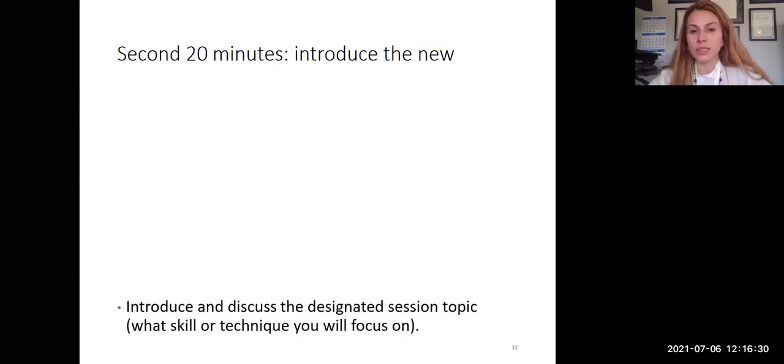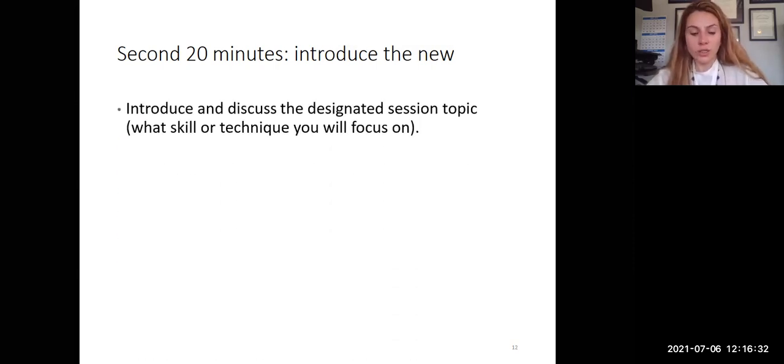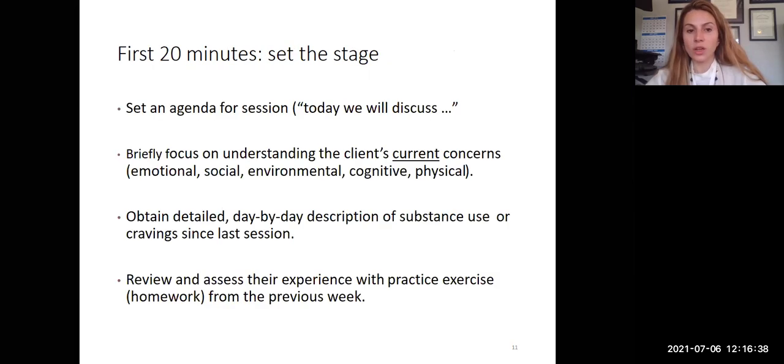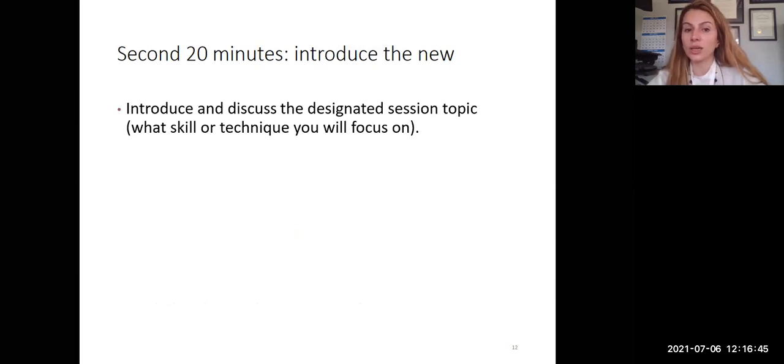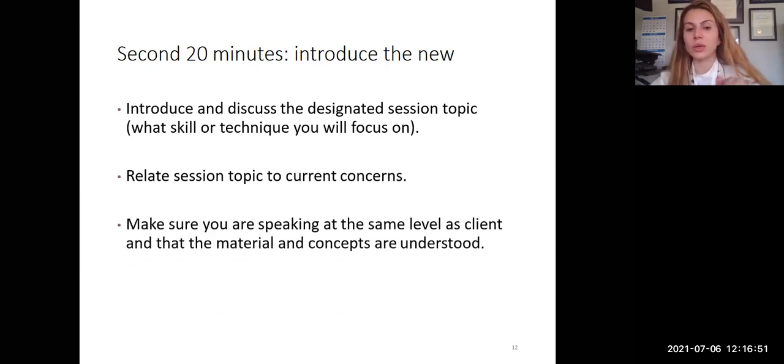The second 20 minutes is where we would introduce a new technique. So we really don't go over more than one skill per weekly session. So once we've done all of these things, which again takes 15 to 20 minutes, then we say, okay, now we're going to practice a new thing. This is the skill that we're going to go over. This is how it relates to those current concerns that you've talked about this week.